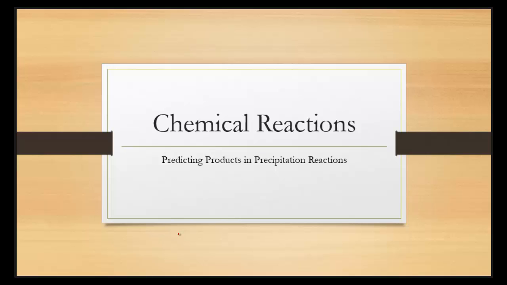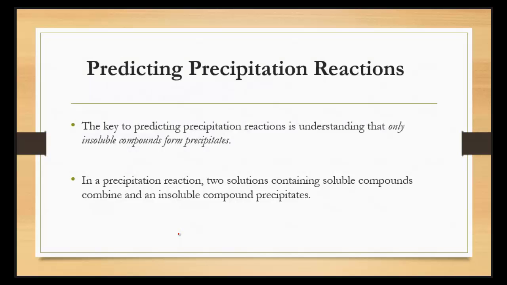In this tutorial, we will be discussing predicting products of precipitation reactions. The key to predicting precipitation reactions is understanding that only insoluble compounds form precipitates. In other words, if it forms a solid in the solution and it falls out, you will physically see something. It'll be a different color, it'll be kind of flaky, you'll see some kind of a solid being formed.